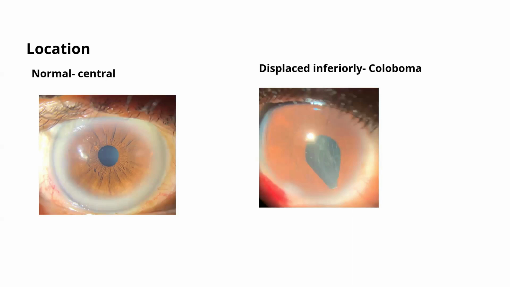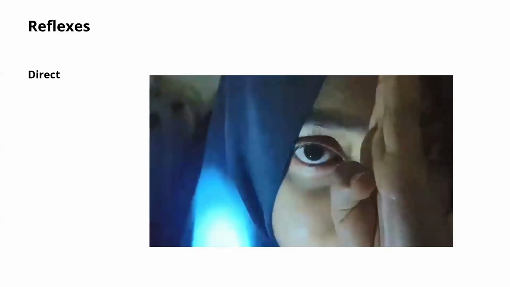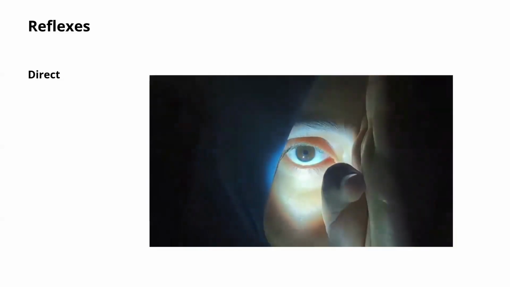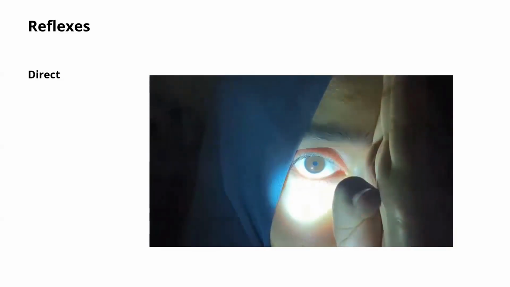The other next important thing is reflexes. We have to check for at least 2 reflexes. There are 3 reflexes: direct, indirect, and near reflex, but 2 reflexes you have to check. So in direct reflex, if I throw light onto the right pupil, the right pupil constricts. So for direct reflex of the right eye, shine the torch on the right eye, and look for the pupillary reaction in the right eye.